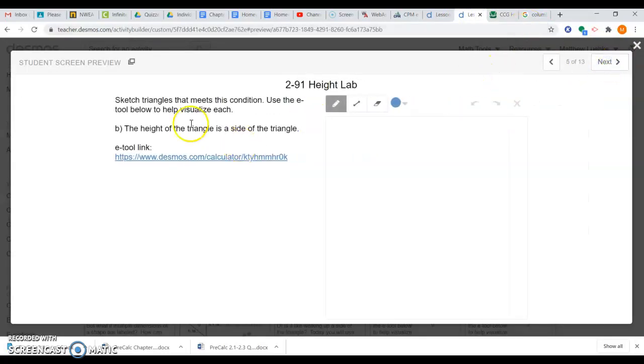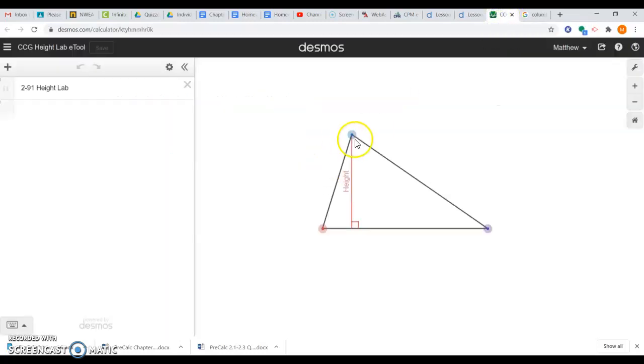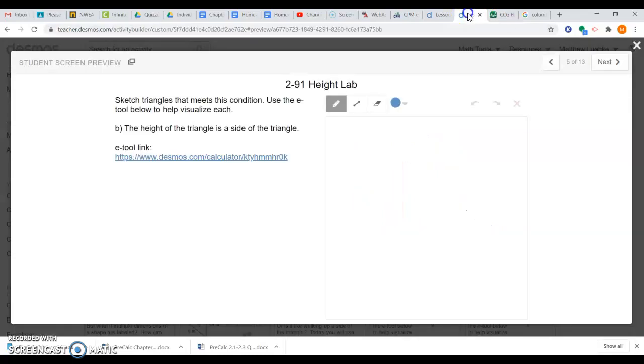Now, the next one, again, another sketch, and you have that pad over here to sketch on. We want to draw a triangle where the height of the triangle is on the side of the triangle. And so you can go back to your e-tool, and you can move this around to where the height might be on the side of the triangle, and then you draw on there what that triangle looks like when the height is directly on the side of a triangle.